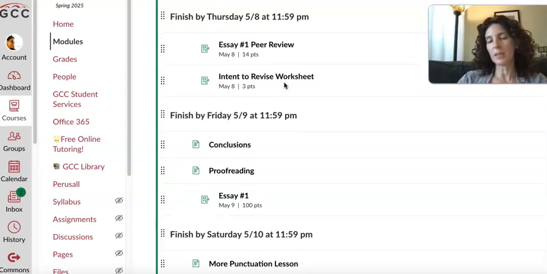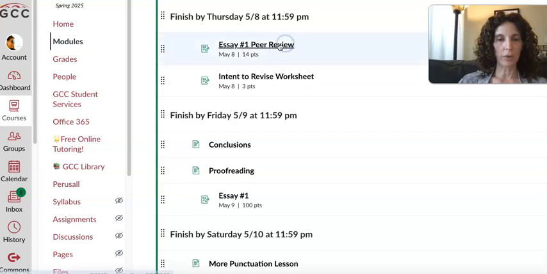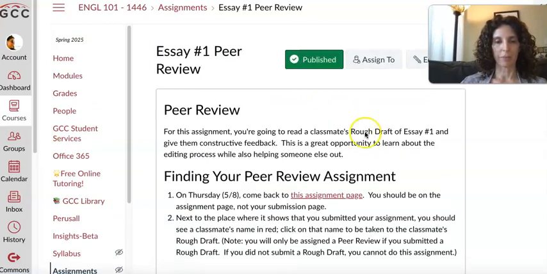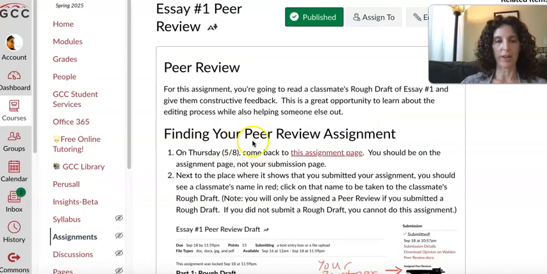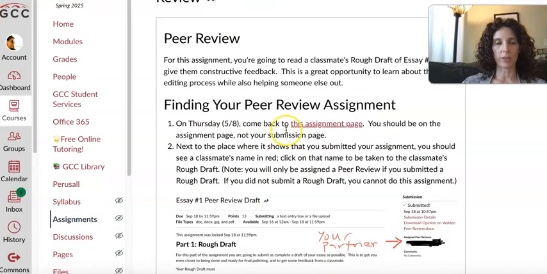So this is going to be something where you are automatically assigned a peer review. And I do give you guidance on this because sometimes people have a hard time figuring out how to do it. So please make sure you read here. It says finding your peer review assignment. So on Thursday, as of like 12 a.m. Thursday, Canvas is automatically going to assign you a partner.